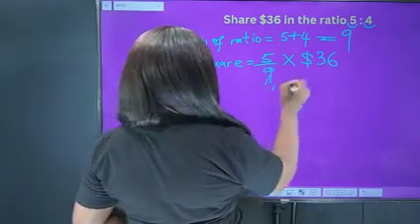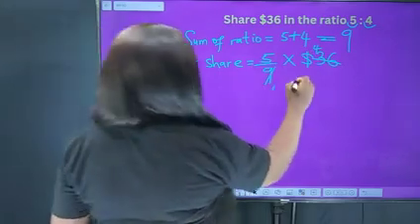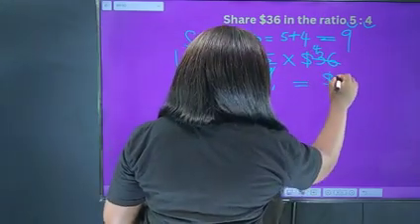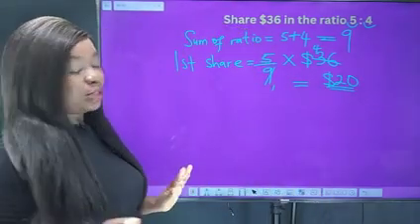Now, 9 can divide 36. 9 into 9 is 1. 9 into 36 is 4. That's $4. So $4 times 5 will give $20. So this is the first share. You can see how simple it is.